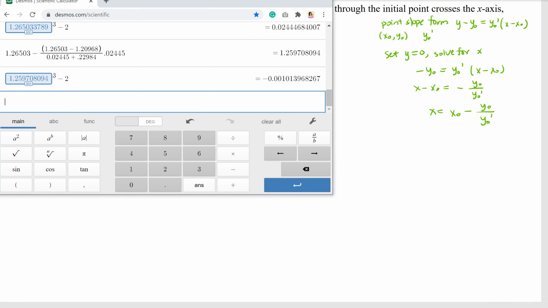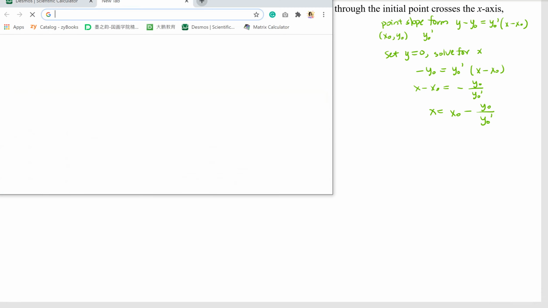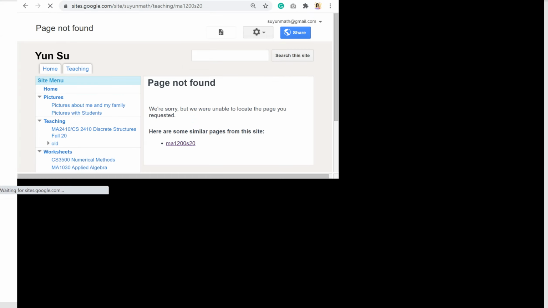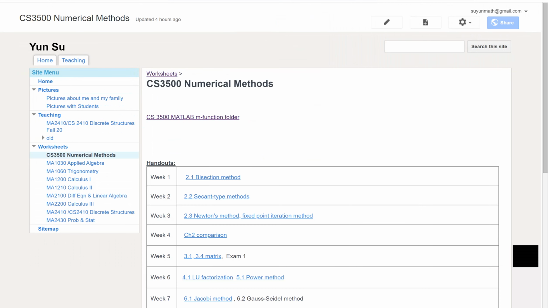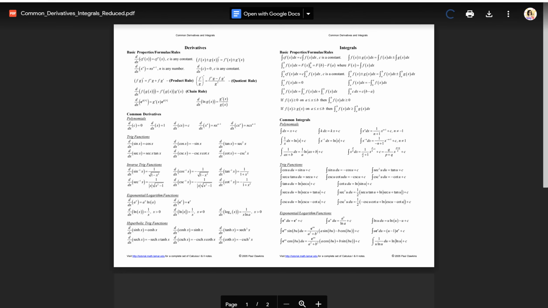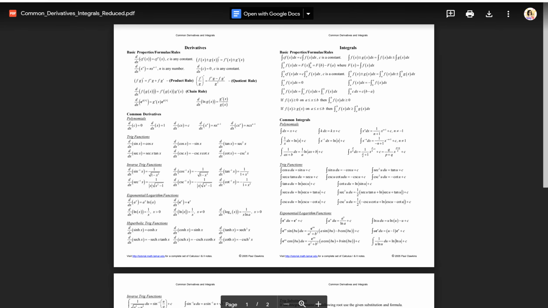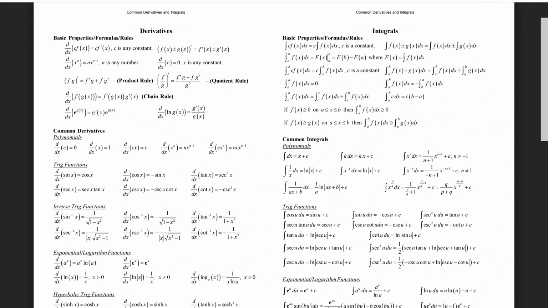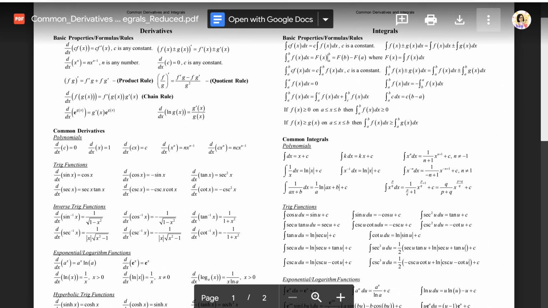Let me see, I can probably show you here. So go to my website. Go to my calculus 1. And then the first week you see this calculus formula sheets. And then we have all the common derivatives and integrals. So here are the common derivatives and integrals. All right. Okay, let's continue.